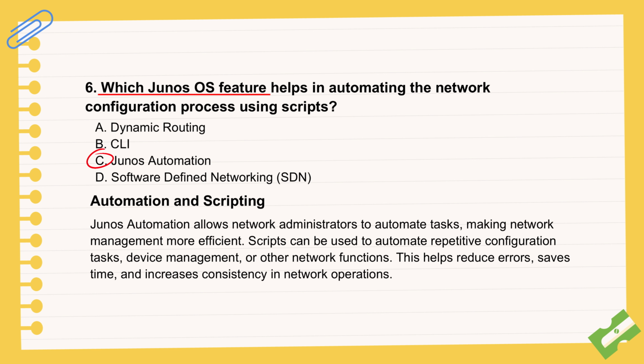Junos automation. Makes sense. Yeah, and think about how crucial automation is becoming. Networks are just getting bigger, more complex. You can't manage it all manually anymore, not efficiently anyway. Right. The explanation says it lets admins use scripts for repetitive tasks and configs, saves time, reduces errors. The concept is clearly automation and scripting.